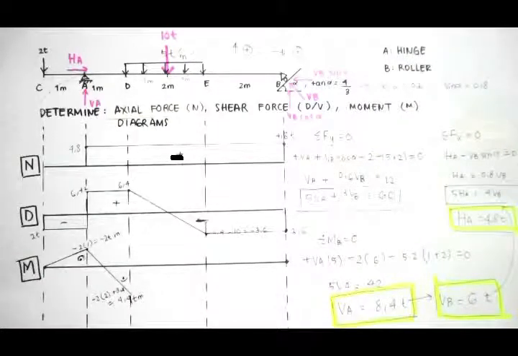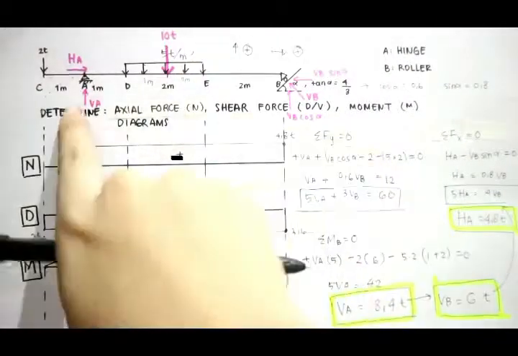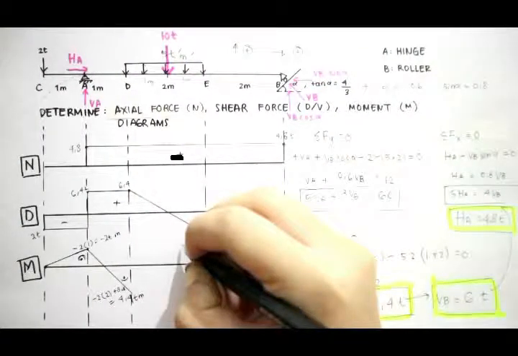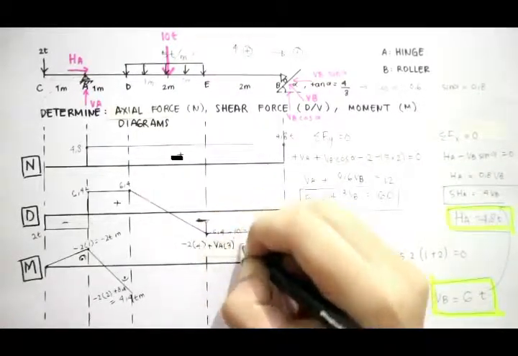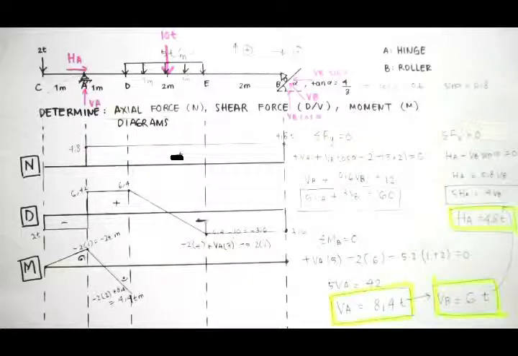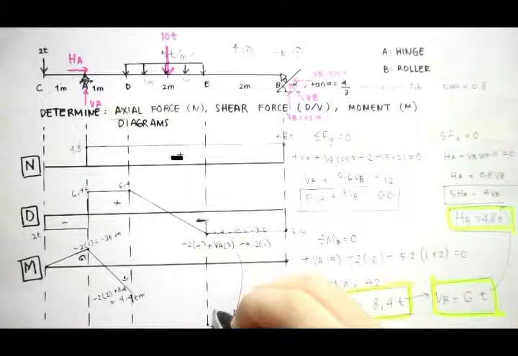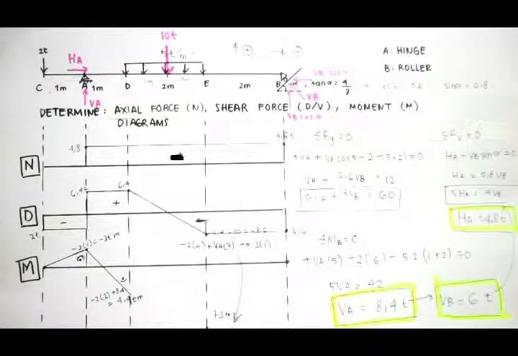So at E, since we have minus 2 times 4 meters, we have positive VA times 3 meters, and we have this uniformly distributed load. So I have minus 2 times 4 plus VA times 3, and I have minus 5 times 2 times 1. So maybe right here, 7.2 ton meters. But since it's a UDL, we are going to have a parabolic bending moment.